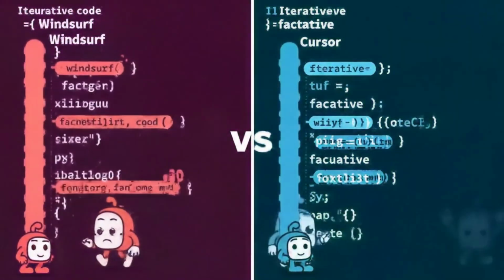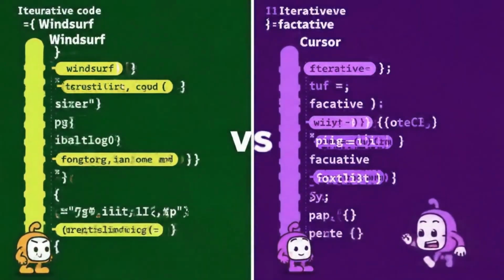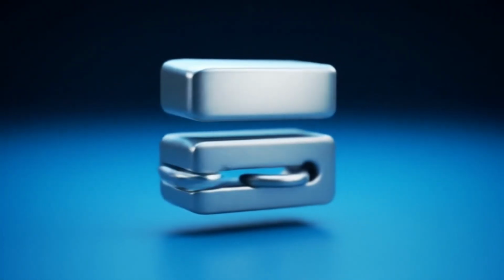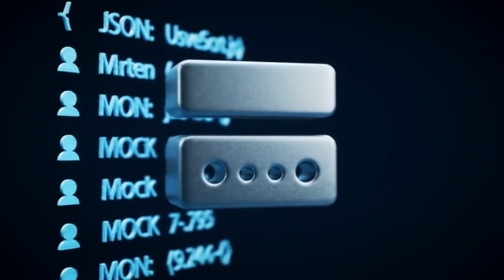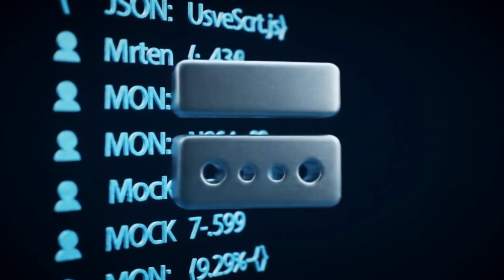If Cursor suggests something weird or wrong, you tell it. Yeah. You provide feedback, and it learns over time. It gets better at matching your specific needs and style. Okay, that's crucial for adoption, I think.